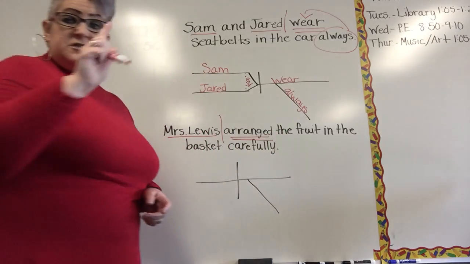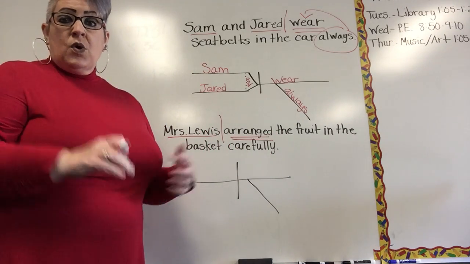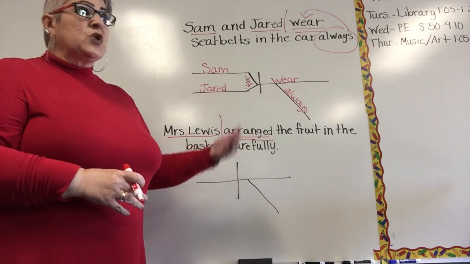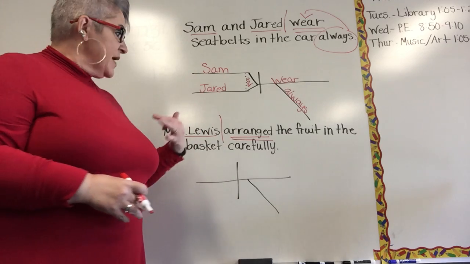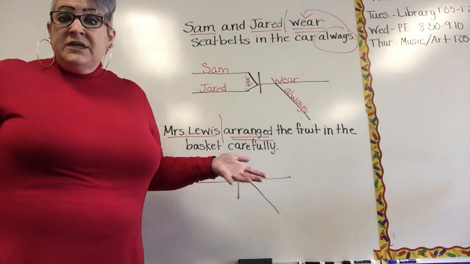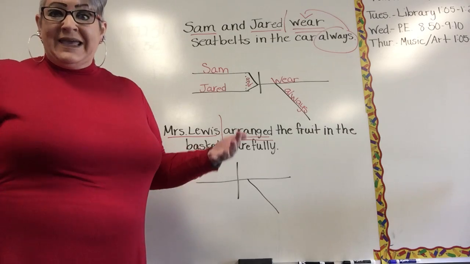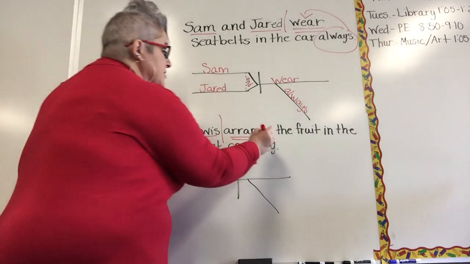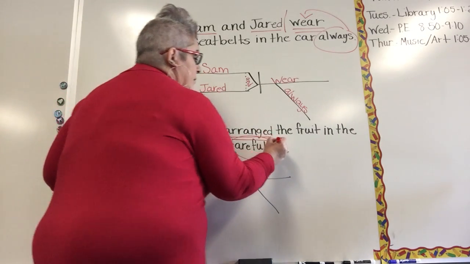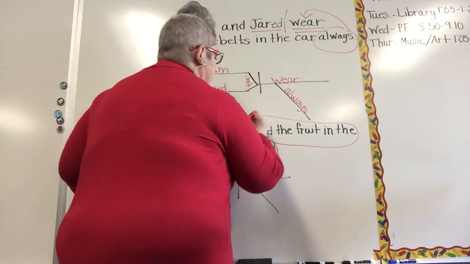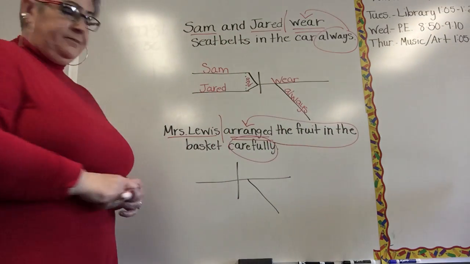Now, to find the adverb, we've got to find that word that describes arranged. So I'm going to ask myself, how did Mrs. Lewis arrange the fruit in the basket? She arranged them carefully. So I'm going to circle carefully, and I'm going to draw my arrow here.